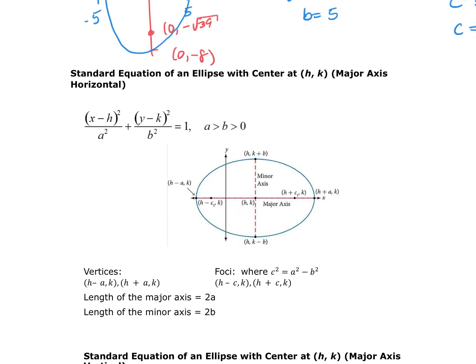Now the only difference between when I'm centered at the origin and when I'm not centered at the origin is that my center now is, instead of 0, 0, it is h, comma k. That's pretty much it. But that just means also that my vertices are not just plus and minus a, comma 0. My foci, instead of being plus and minus c, comma 0, well, I have to take h and add c. I have to take h and subtract c. The length of my major and minor axes are still the same.